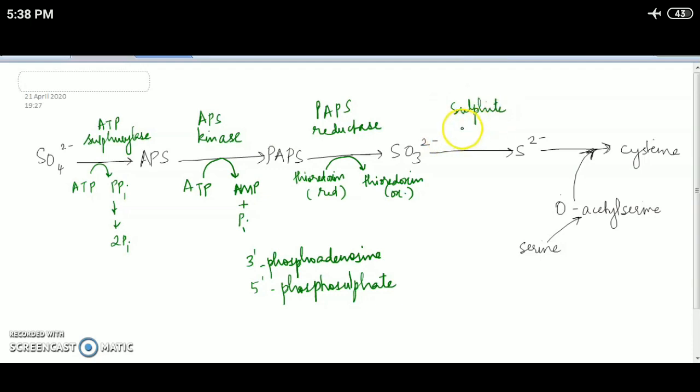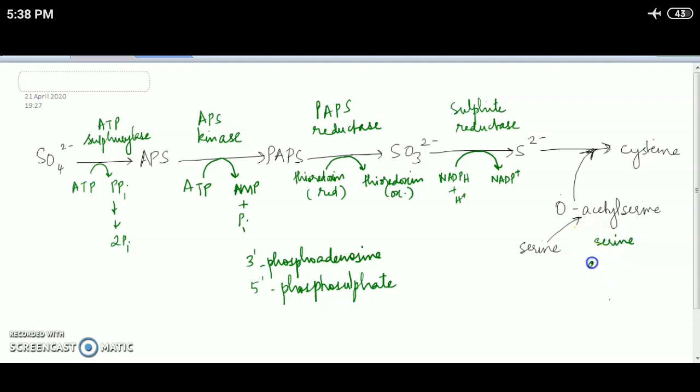Whenever we have transfer of a phosphate group, the enzyme involved is called a kinase. Here the substrate was APS, hence the enzyme is called APS kinase, because APS kinase has taken a phosphate from ATP and incorporated it into APS. When it was incorporated into APS, it formed PAPS and released AMP and one molecule of inorganic phosphate. So here we have APS being converted into PAPS.